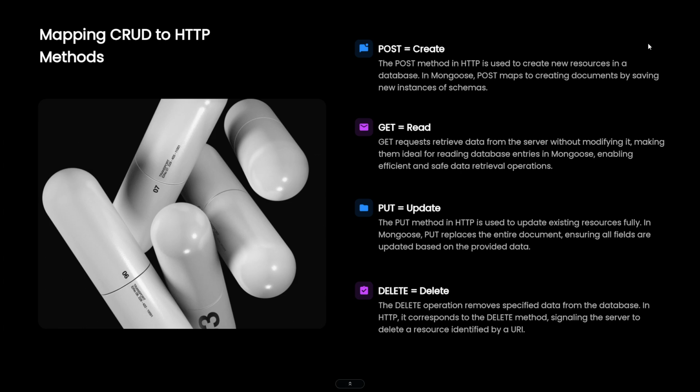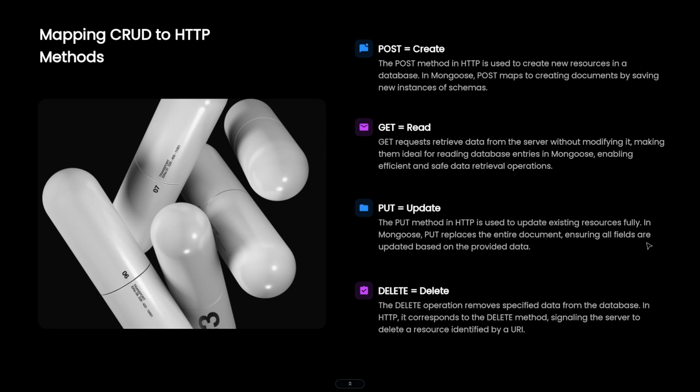PUT equal to update. The PUT method in HTTP is used to update existing resources fully. In Mongoose, PUT replaces the entire document, ensuring all fields are updated based on the provided data. Here PUT means to update. We already learned update in the previous PPT. That means we can update the whole data structure and formation that already exists in the MongoDB collection.